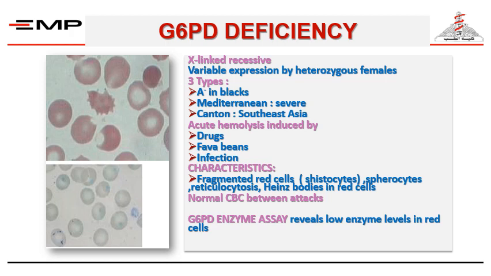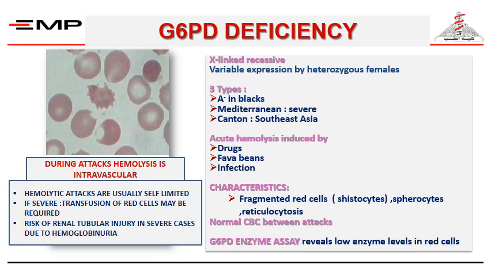The attacks characteristically in G6PD deficiency are self-limited, and the patient has a normal blood picture between attacks. How to diagnose? We diagnose by the G6PD enzyme assay, revealing low enzyme levels in the red cells. As I said, hemolytic attacks are usually self-limited. Severe cases may need transfusion of red cells. The main problem is intravascular hemolysis, and if not properly managed, you get the risk of renal tubular injury.